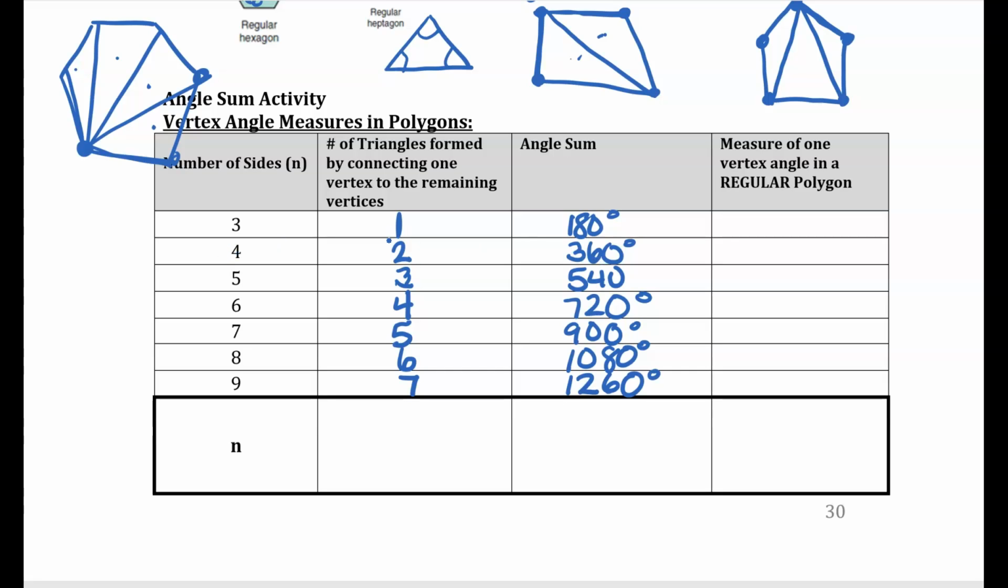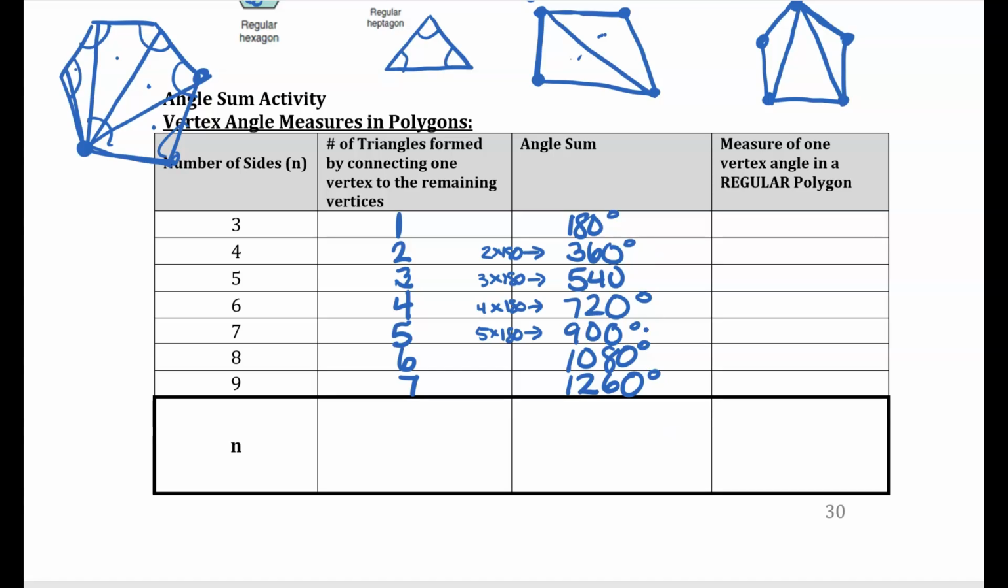If we know there are 2 triangles and each triangle is 180 degrees, 2 times 180 is 360. 3 times 180, since there's 3 triangles, is 540. 4 times 180 is 720. 5 times 180 is 900. So in all of these cases, if we want to know the total angle sum of all those vertex angles without getting a protractor and measuring all of them, all we have to do is take the number of sides, subtract 2, to find the number of triangles, and then multiply by 180, and that gives us the angle sum.